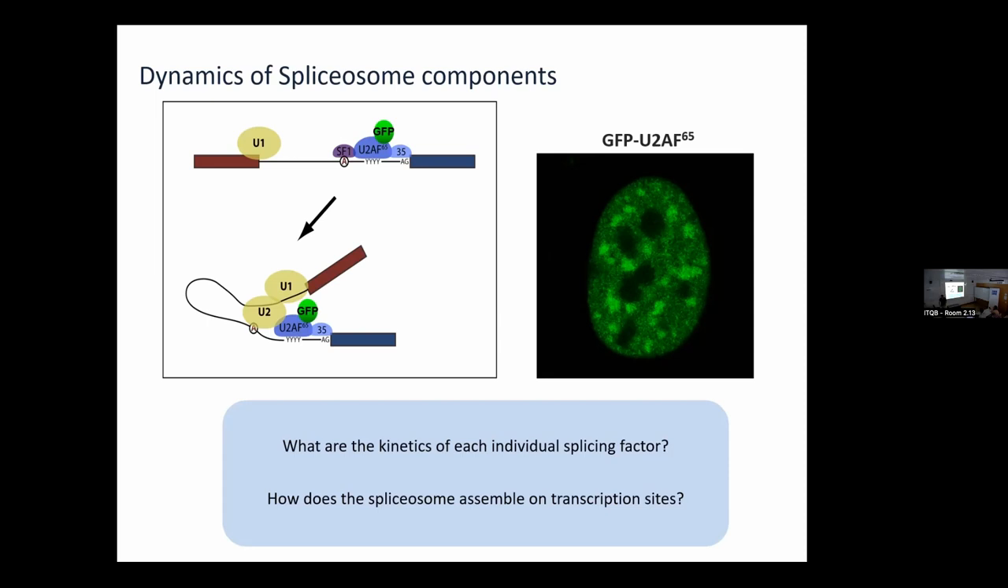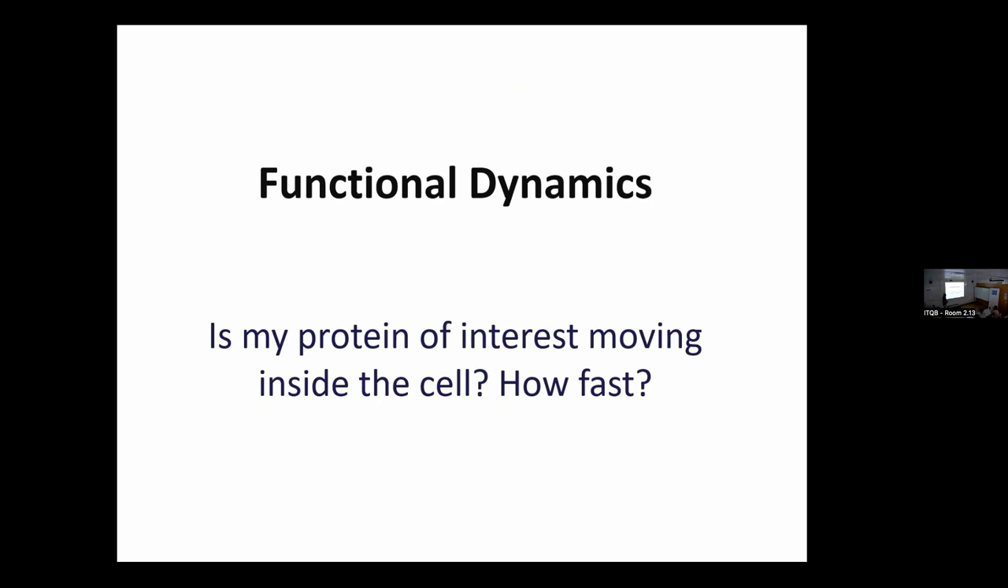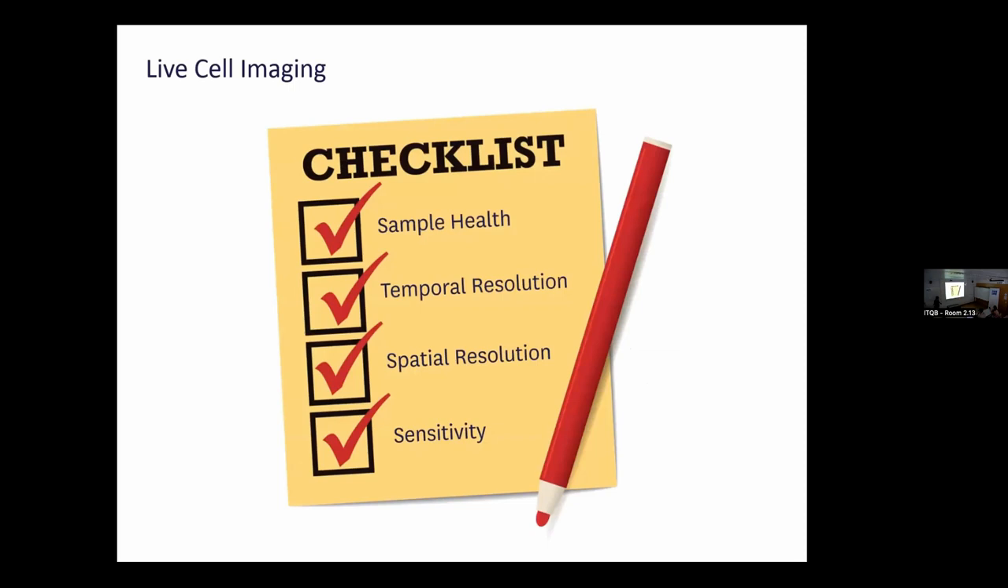And so what we wanted to ask was, we wanted to be able to measure the dynamics of the splicing factors. We wanted to be able to quantify how fast they are moving. To do this, we used a fluorescence technique called FRAP. So we have live samples. When you do live imaging, it's not as easy as imaging a fixed sample. Of course, you have to build an incubator around your microscope. You have to check that you're not affecting your sample health, that you have the right temporal and spatial resolution and sensitivity to get signal from the samples.